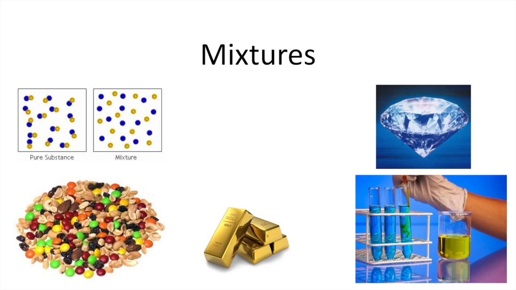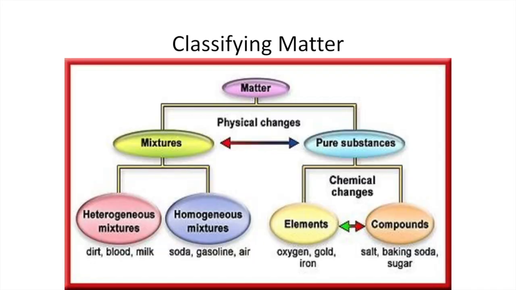We talk about mixtures and how to separate them. So first off, let's talk about what mixtures are. Everything that we've learned about so far goes under the classification of matter. And then there's two main types of matter. We have mixtures, which is what this unit is on, and then we have pure substances.